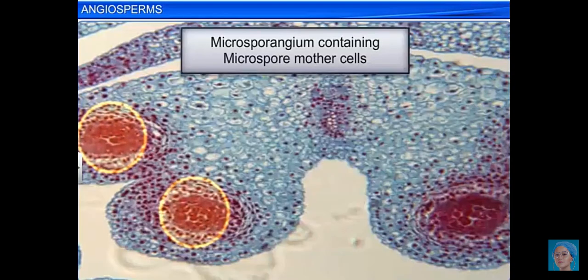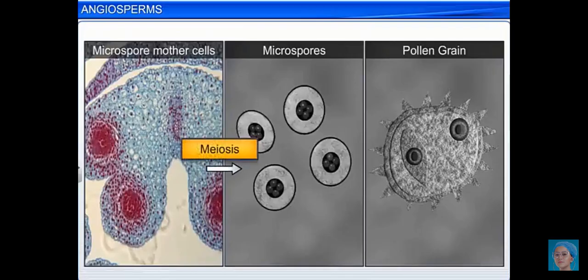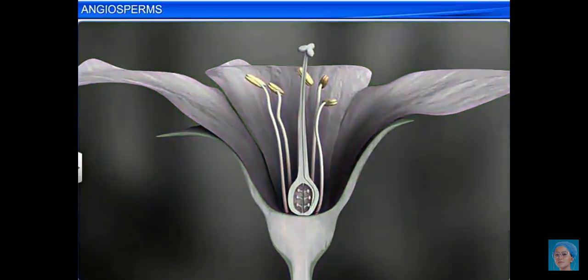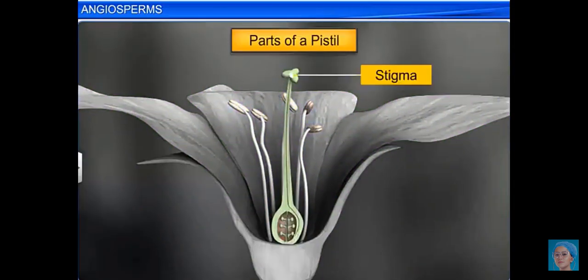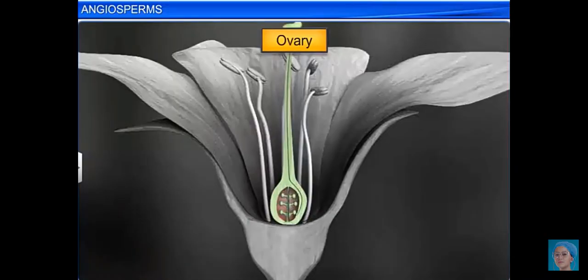The microsporangia inside the anther contain the microspore mother cells. These mother cells undergo meiosis to produce microspores, which then develop into pollen grains, the male gametophytes. The pollen grains are produced inside the anther. On the other hand, the pistil consists of the stigma at the tip, followed by the style in the middle, and an ovary at the base. The ovules, or the megasporangia, are present inside the ovary.